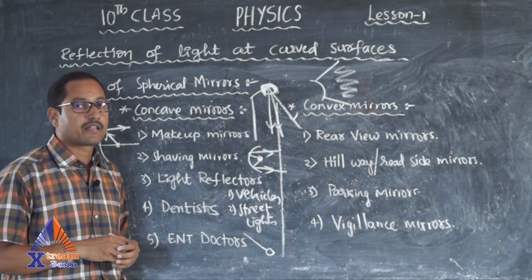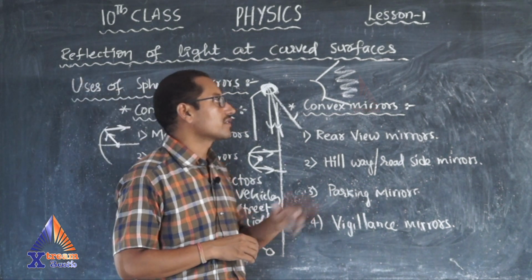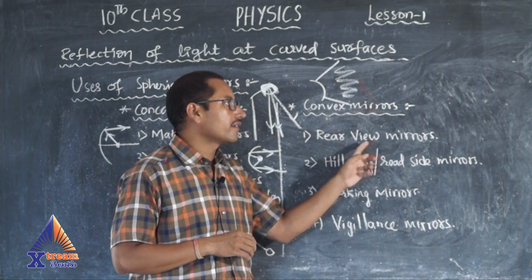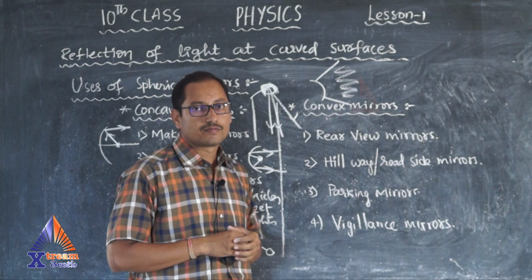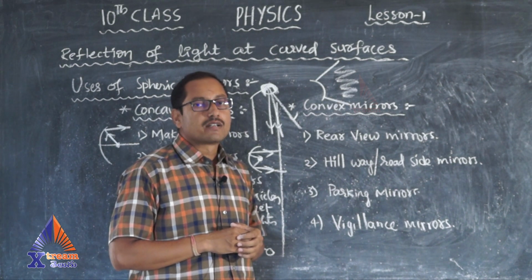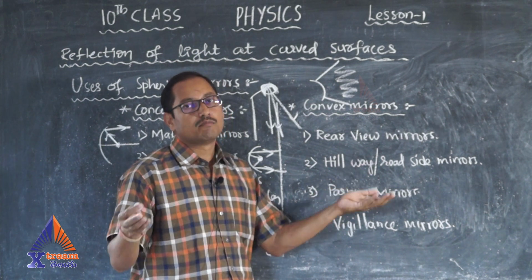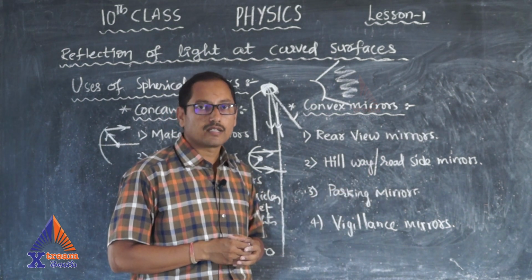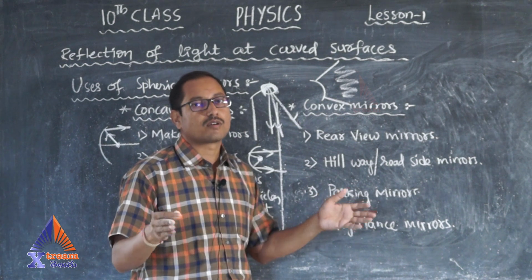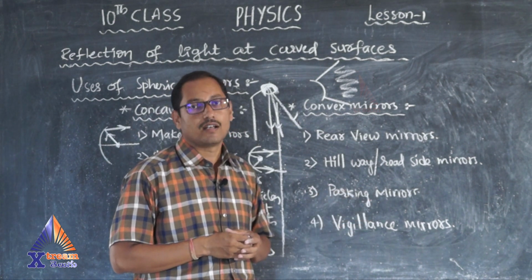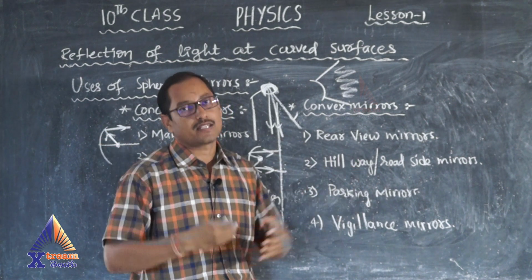Let us see the applications of convex mirrors. Convex mirrors are used as rear view mirrors. Rear view mirrors are nothing but the mirrors which are present on both sides of the handle of a bike, or both sides of the car or bus or any other vehicle, to see what is coming from the back side.